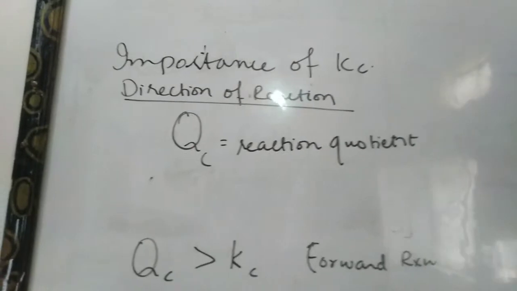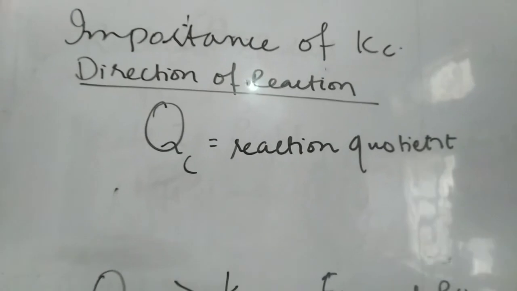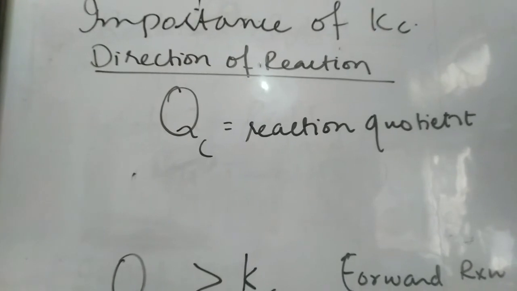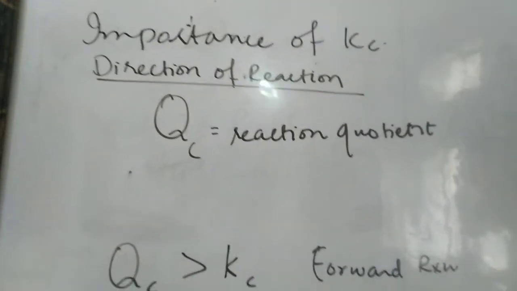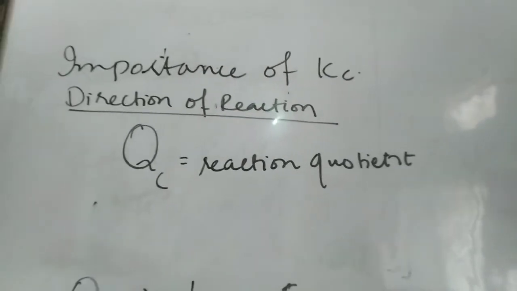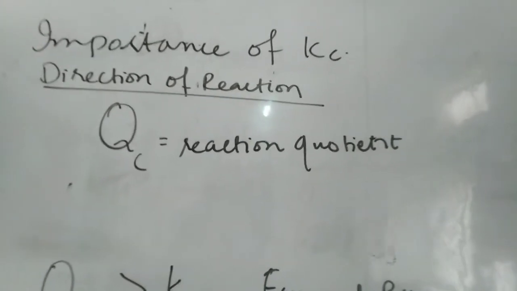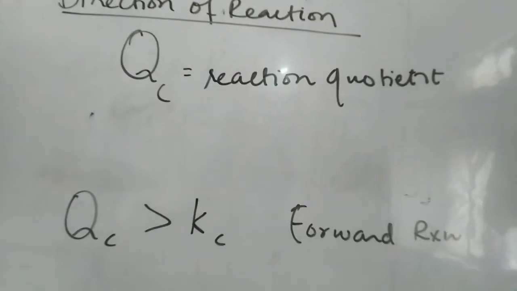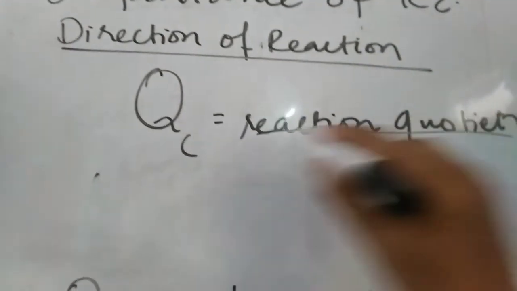The last topic of the chapter is importance of Kc. The value of Kc can predict the direction of the reaction as well as the extent of the reaction. For this purpose, we need to know the reaction quotient. What is the reaction quotient? When the reaction is under the process of completion, and you want to know whether it is a forward reaction or a reverse reaction, you take out the amounts of the reactants and products and calculate its value. When we calculate the amount of reactant and product during a chemical reaction, it is called a reaction quotient.